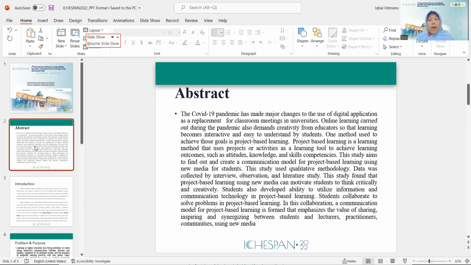Students also develop the ability to utilize information and communication technology in project-based learning. Students collaborate to solve problems in project-based learning. In this collaboration, a communication model for project-based learning is formed that emphasizes the value of sharing, inspiring, and synergizing between students and lecturers, practitioners, and communities using new media.